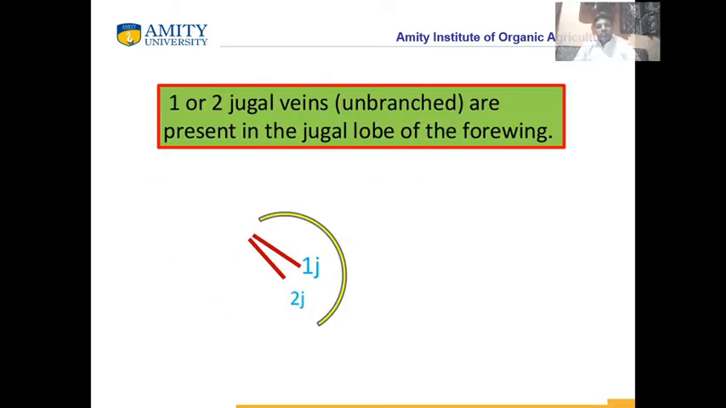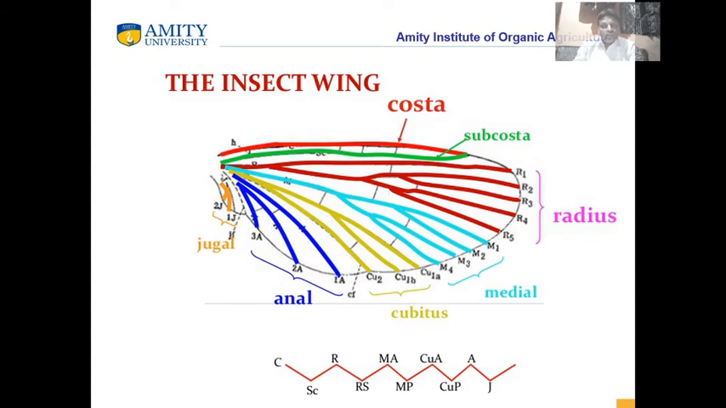Jugal veins. They are unbranched veins also. They are present in the jugal lobe of the forewing. They help in the wing coupling mechanism of insects. For the insect wings, this is the full diagram. The first one is costa, the green colored one is subcosta, the third one is radius. You can see R1 is unbranched. R2, R3, R4 and R5 are sectoral radius, they are branched.